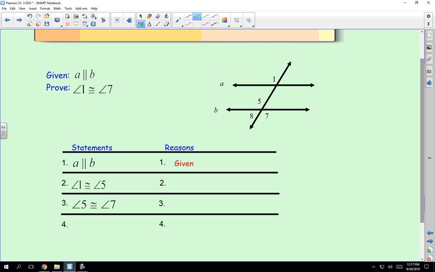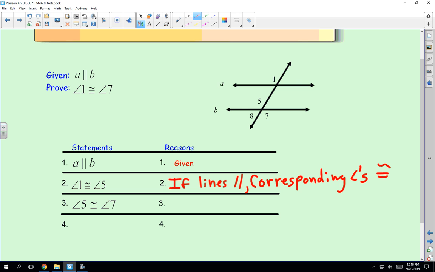Because that's what makes them congruent, combined with the fact that these are parallel lines. So if lines are parallel, what kind of angles are congruent here? What kind of angles are 1 and 5? We have 4 choices: same side interior, alternate exterior, or corresponding. Yes. So if lines are parallel, corresponding angles are congruent.